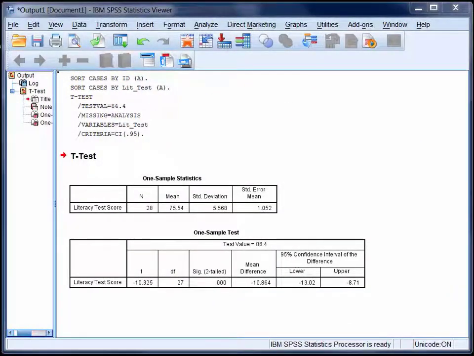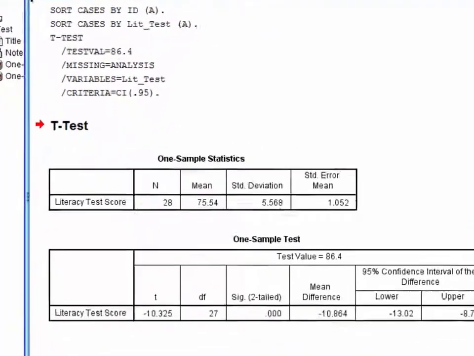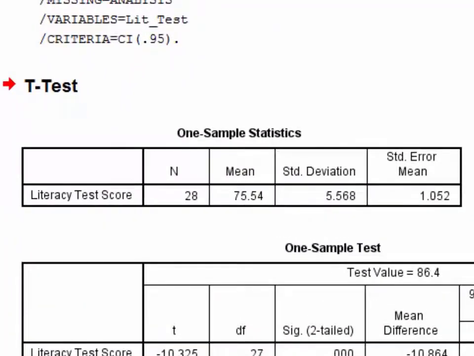When you run a one-sample t-test in SPSS, you get two tables of output. The first table provides descriptive statistics for the sample. So here we can see that there were 28 students in the class and that their mean test score was 75.54. This is the value that we will be comparing with the national average of 86.4 using the one-sample t-test. You can also see that the sample's test scores varied around this mean by an average of 5.568 points. This is the standard deviation.